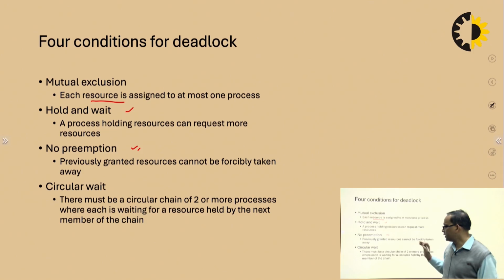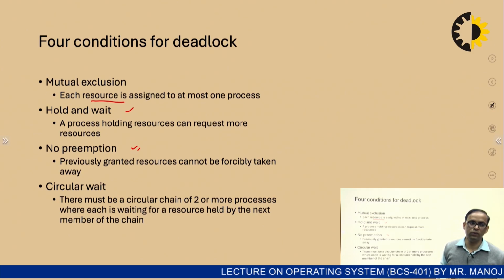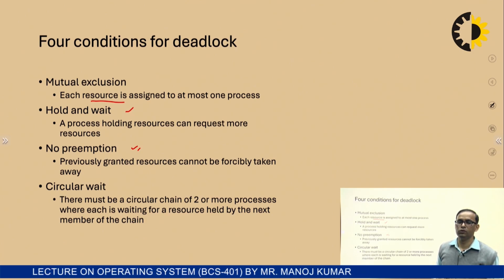So another condition is no preemption. It means once the resource has been allocated to a particular process, then that resource must be released by the process after its completion. We cannot take the resource forcefully from the process. If we do so, then we are breaking the deadlock condition by ourselves.